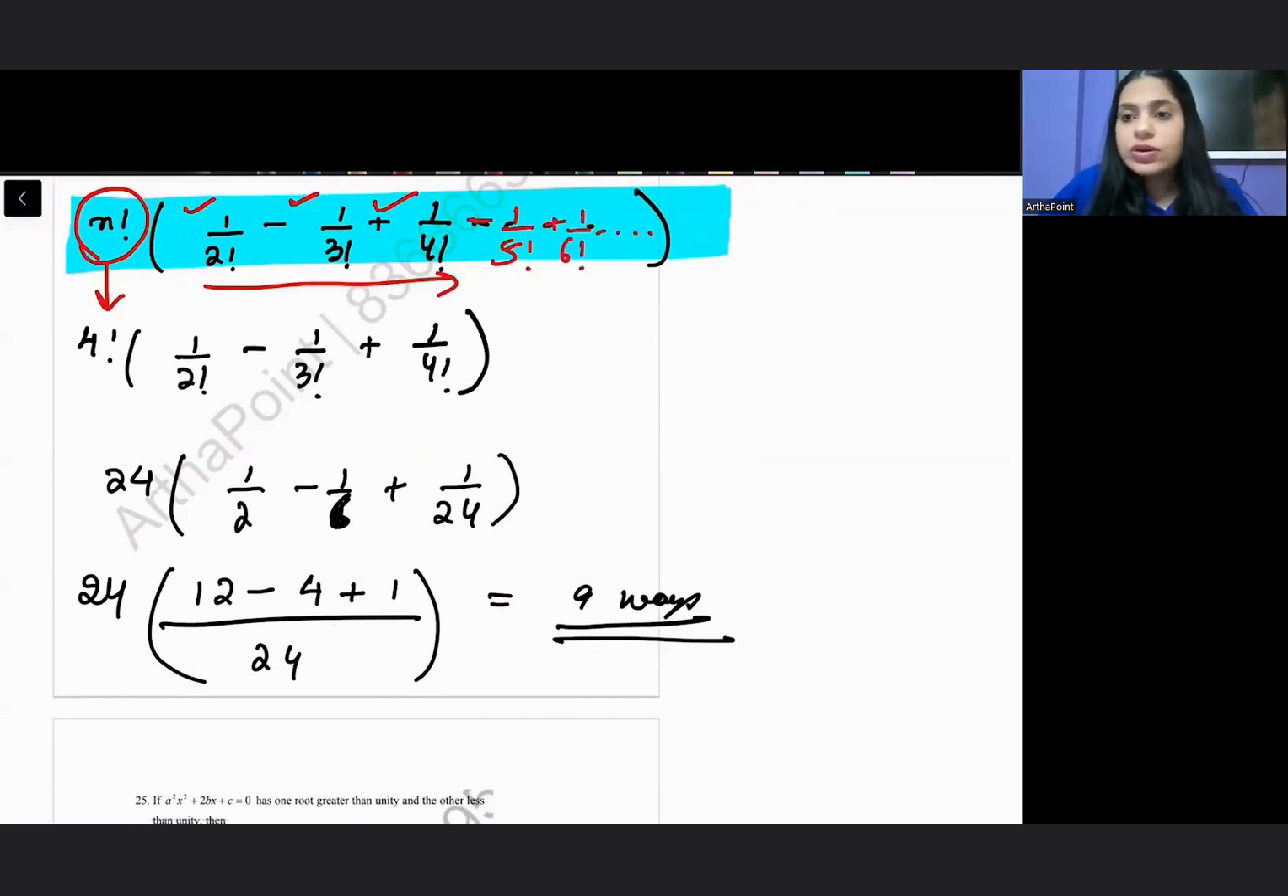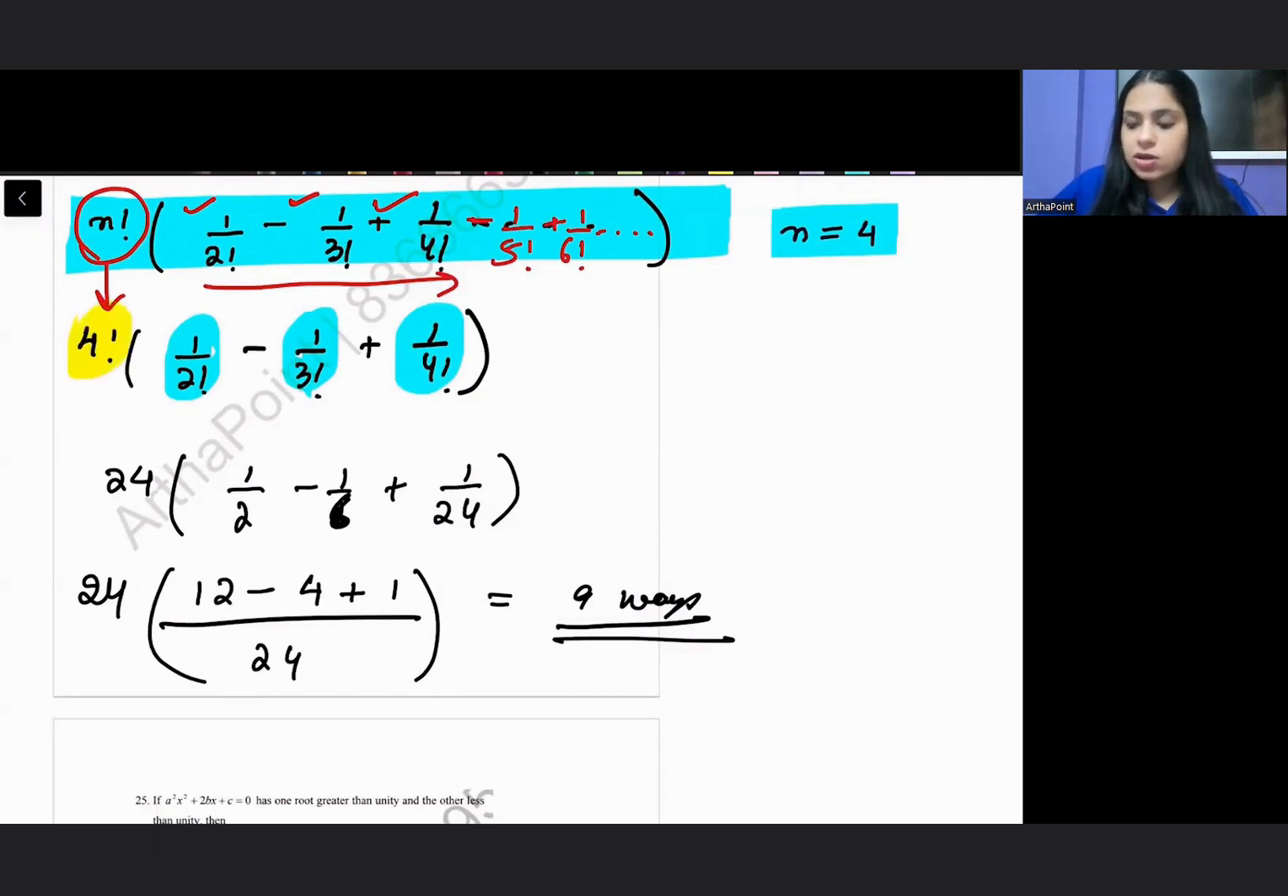But you will only go till your n. In our case, n is 4. There are 4 letters in this case. So I will go till n equal to 4, and I will get 1 by 2 factorial minus 1 by 3 factorial plus 1 by 4 factorial. Now you just have to solve.